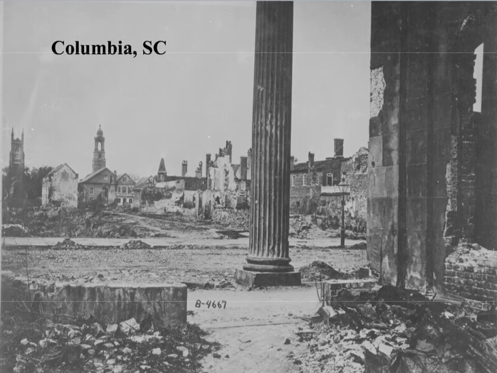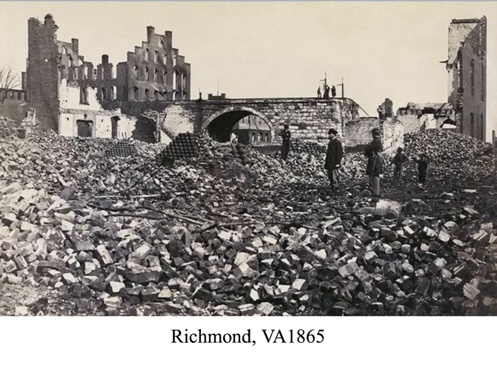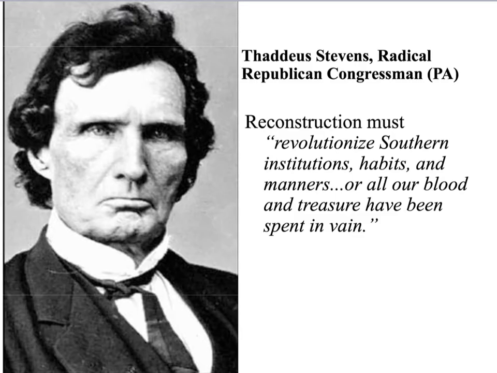Major cities like Columbia, South Carolina, and Richmond, Virginia, the capital of the Confederacy, all lie in ruins and have to be physically rebuilt. So there's a lot going on here besides just the big political or social issues. There's also physical reconstruction that has to take place. So there are a lot of different aspects to this period.